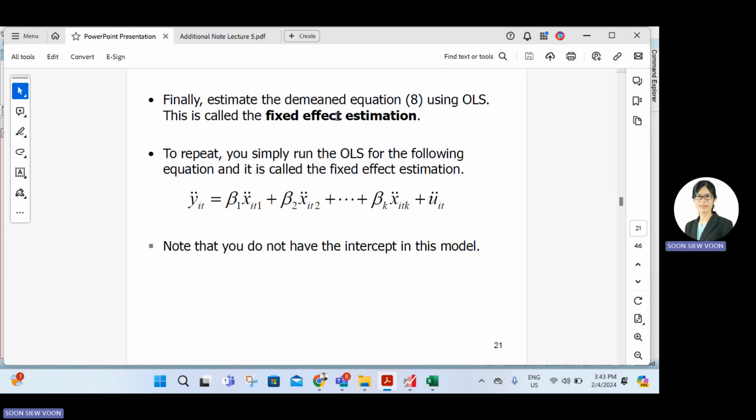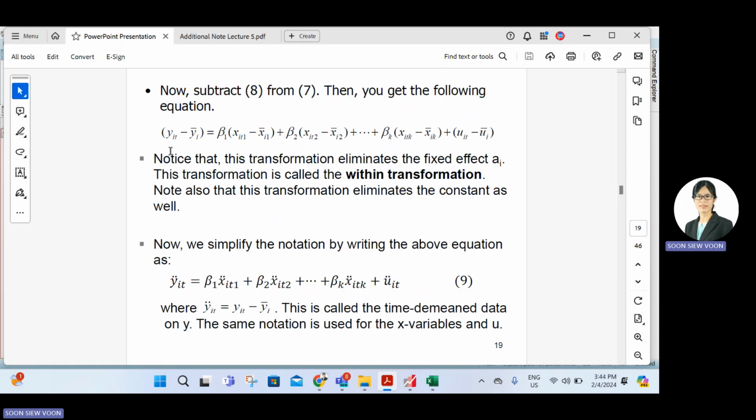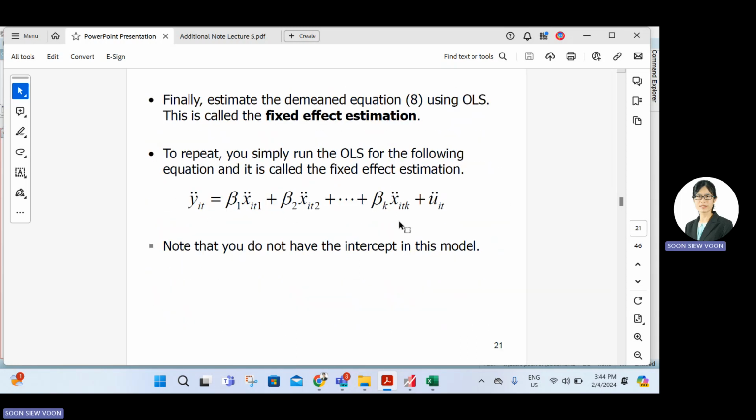Again, OLS, right? If my variable is I(1) or I(0), is it going to have a spurious regression? This is the thing we're going to cover after the semester break. So bear in mind that fixed effect estimation is estimated by using OLS. You just run the OLS with the following equation. It's called fixed effect estimation because it's a deviation from the mean, right? For each variable, it's a deviation from the mean and no constant.